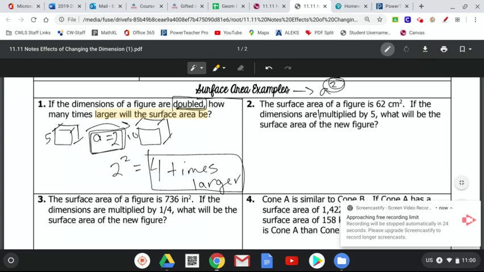This video is going to run out of time, but just to recap what we just did, this was a surface area example. We find that scale factor, that a. It tells us that the dimensions of the figure were doubled, so we're multiplying by 2, so the scale factor here is 2. And all we do is we take that a, that scale factor, and we square it, since we're talking about surface area.